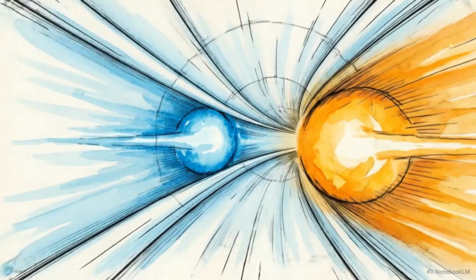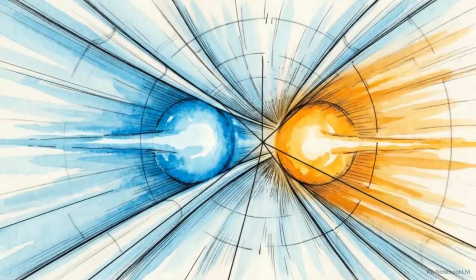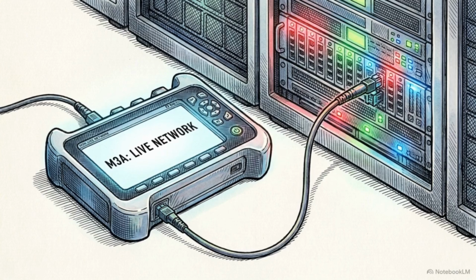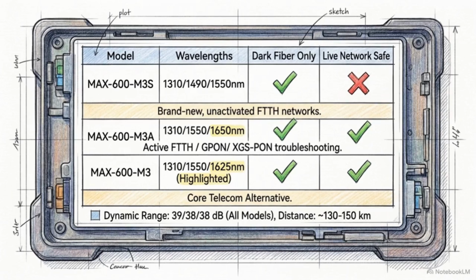Plugging that specific M3S unit into an already active network will cause immediate packet collision with live traffic, resulting in network outages. To test a network that is already running, you need the MAX 600 M3A. This comparison matrix explains the difference. The M3A adds a unique 1650 nanometer laser operating out of band, allowing invisible test signals down a live GPON network without interrupting data streams. The standard M3 uses 1625 nanometers, serving as a specific middle ground for core telecom troubleshooting.